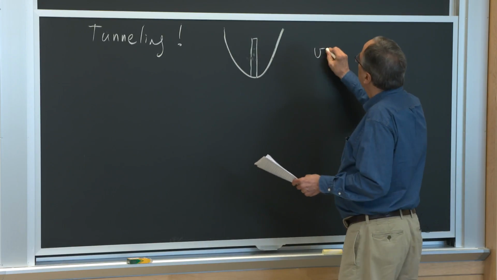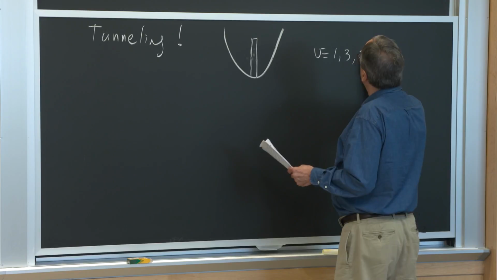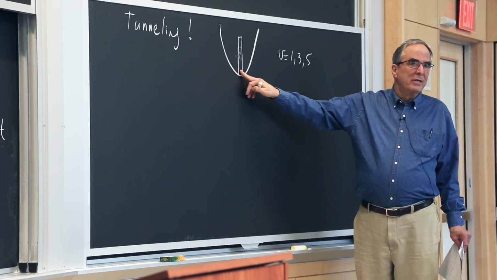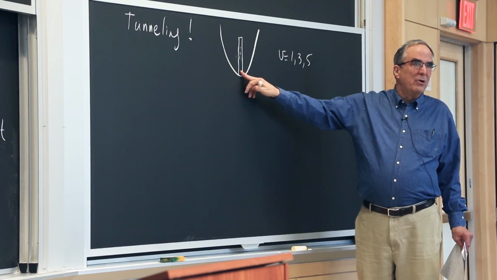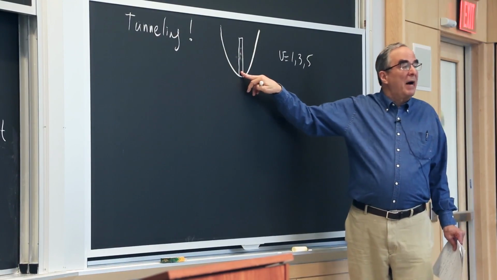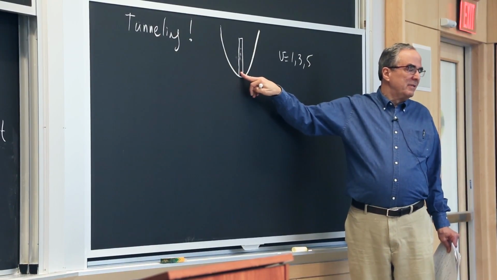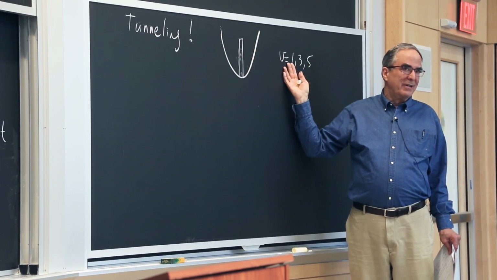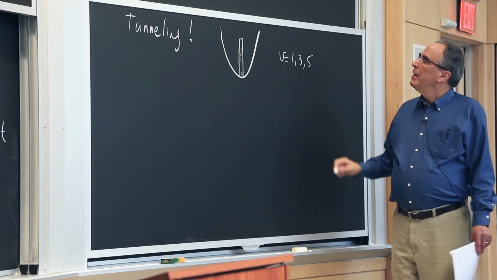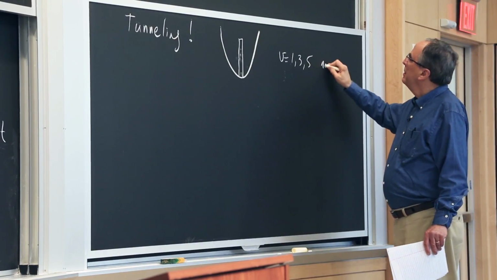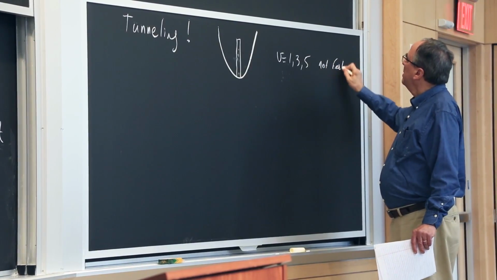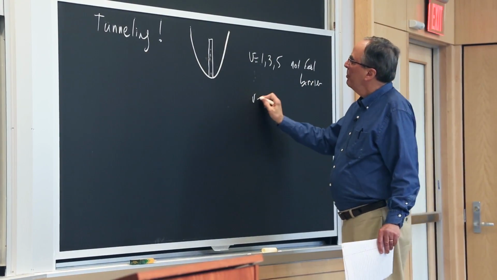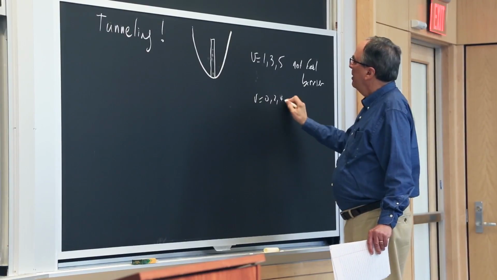So v equals 1, 3, 5. They have nodes here. They don't know about the barrier, or if they do, it's a very modest effect. If you make this thin enough, they won't know about it at all. And then v equals 0, 2, 4, etc.